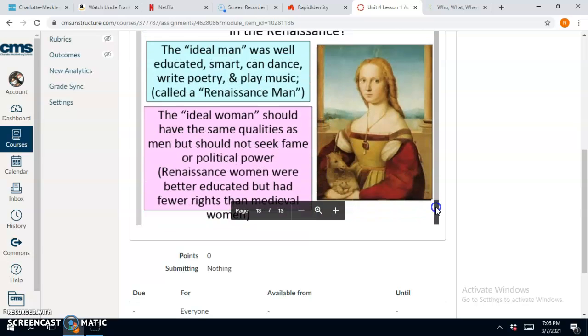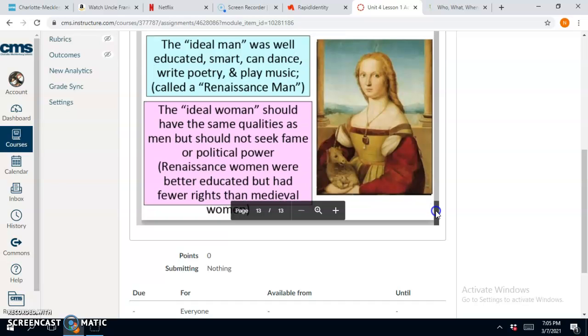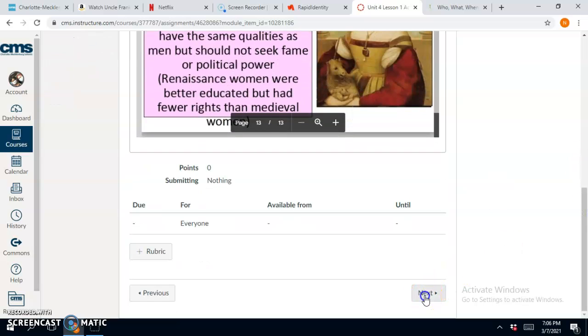And then the cool part, hopefully we'll get a chance to talk about this in class, was understanding what an ideal man and an ideal woman was. And the men who could do all of these things, well educated, smart, can dance, write poetry, play music, they were a Renaissance man. And I have been lucky enough to have met several of those people who are just really good at everything. However, women didn't have the full same, but in order for her to be ideal, she had to be smart, educated, can dance, write poetry, play music, but she couldn't seek fame. She was almost like a trophy bride. So you're going to take notes on that and put it on that graphic organizer.